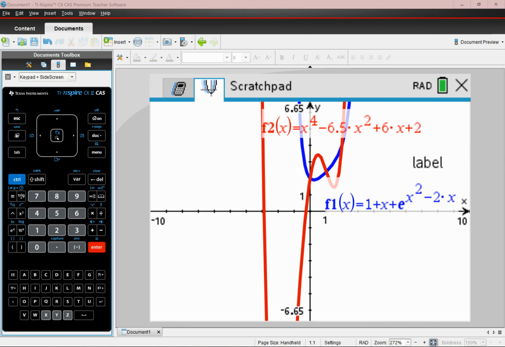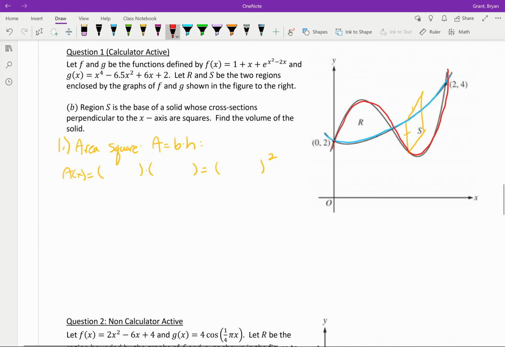So let's finish this off. Blue one was again this e to the x function. Red one was our quartic, our x to the fourth, and it's blue minus red, top minus bottom. So we're going to be clever here and say that the top function is f of x and the bottom function is g of x. So we're just going to write it like this. There's no reason to rewrite the whole function. They already named them for you.